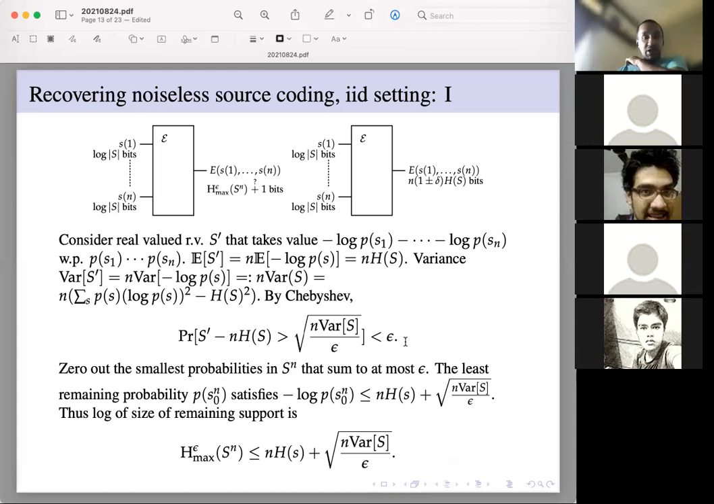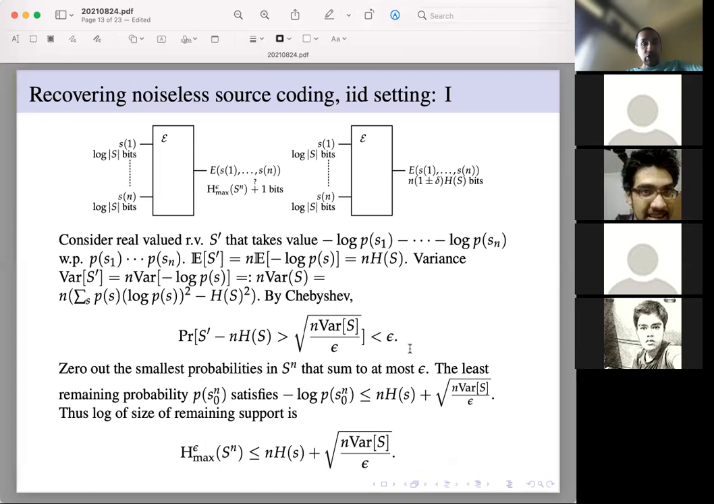What was the Chebyshev expression? It is the variance divided by the deviation squared, right? So you can work it out. Remember, the variance of S prime is n times var S, and then divided by this square, you get epsilon.